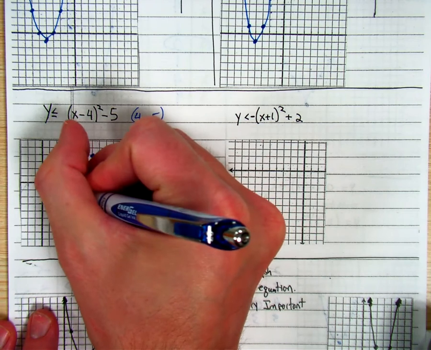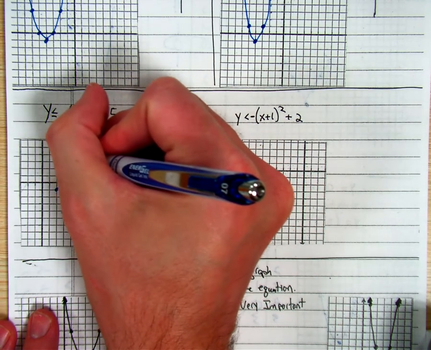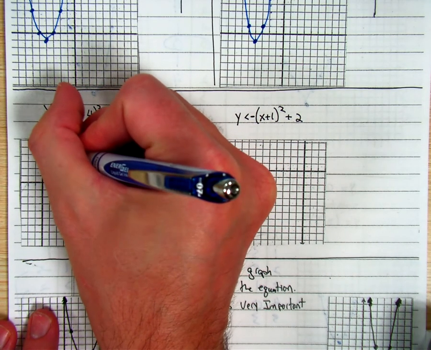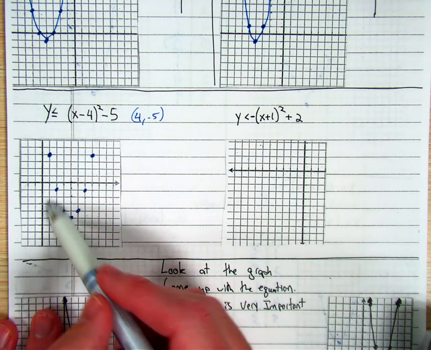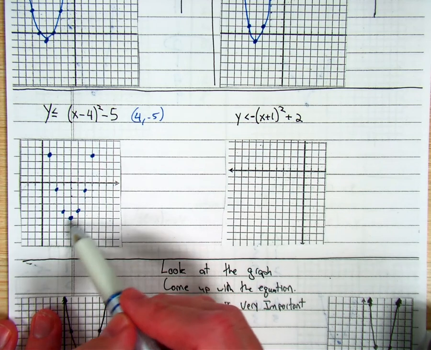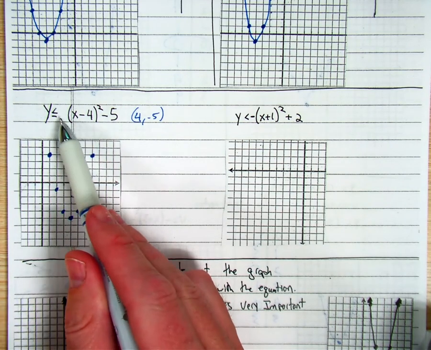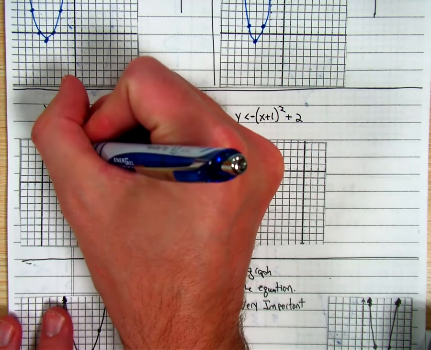So all this so far has been the same. This is all the same. And now we have a decision to make. Am I going to draw this with a solid line or a dotted line? Okay, less than or equal to. So that's going to be the solid line.